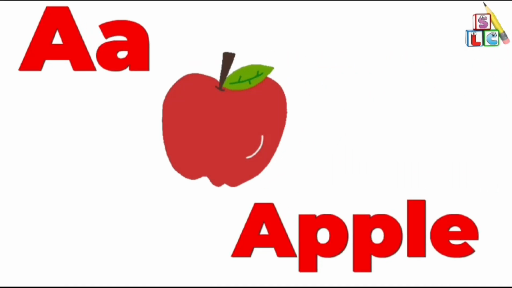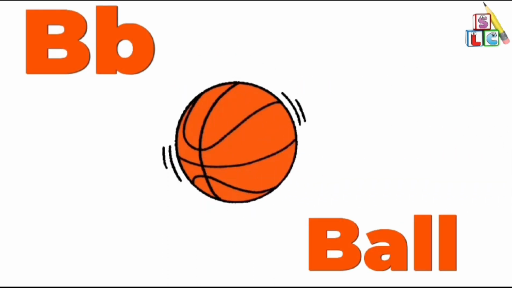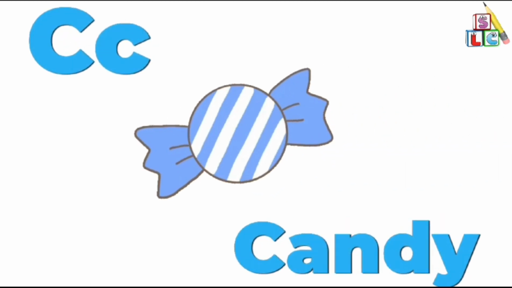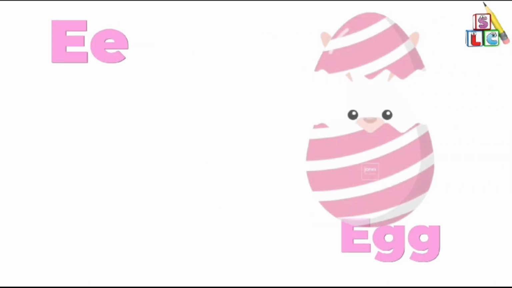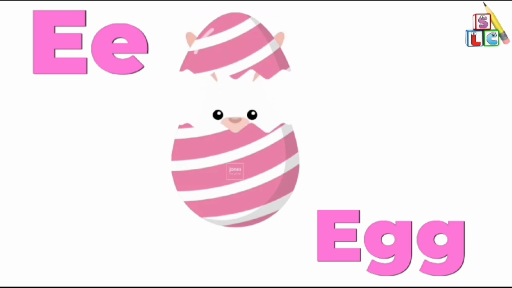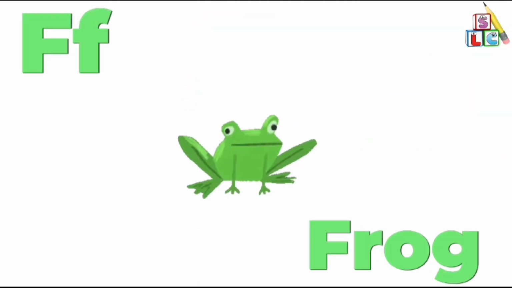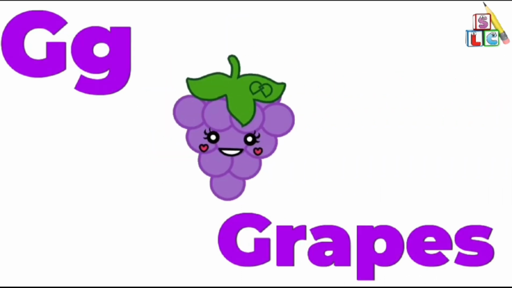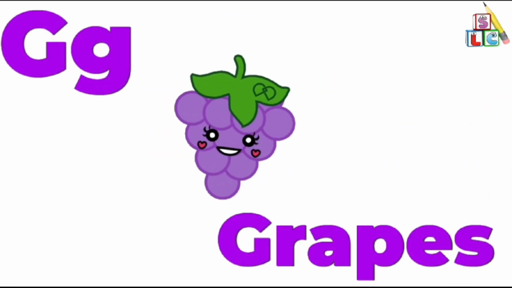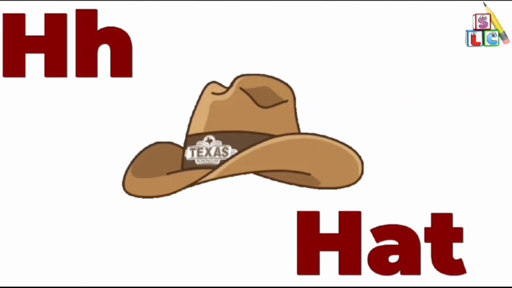A is for apple. B is for ball. C is for candy. D is for doll. E is for egg. F is for frog. G is for grapes. H is for hat. I is for iguana.